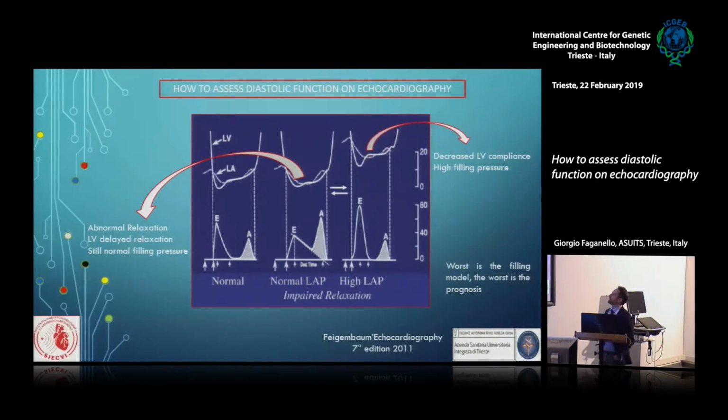But if the pressure is too high, the filling pressure will be sky high. So we will get a very tall E wave and a very short A wave, and the deceleration time will be shorter. And the worse the filling, the higher the pressure inside the LV cavity, the worse is the prognosis for our patient.